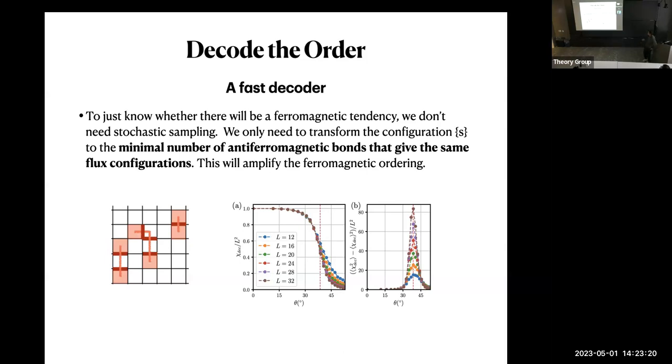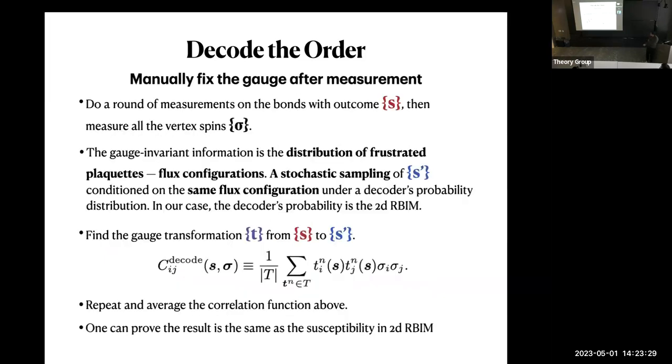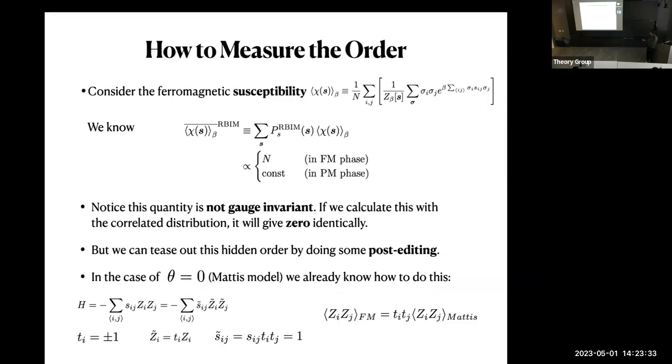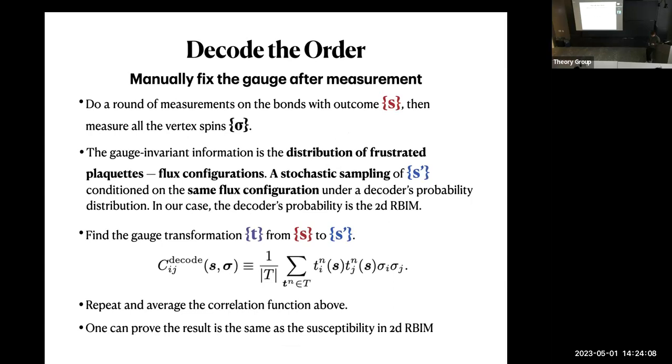So this may be for different sample sizes, like 1,000 times of running to get this ferromagnetic order and the paramagnetic order. So what I'm saying is that there is some hidden structure here, because our model is not in the precise gauge of the random bond Ising model. The random bond Ising model is in some gauge, and the measurement is actually in a different gauge, which is gauge equivalent. And the quantities you calculate, like this ferromagnetic susceptibility in the random bond Ising model, are no longer viable. But we can tease out this hidden order in this system by doing some post editing, which is this decoding procedure where you manually change the gauge. After you measure everything, you manually change the gauge into the gauge that gave you this ferromagnetic order. And then you can understand there's a ferromagnetic phase and a paramagnetic phase.